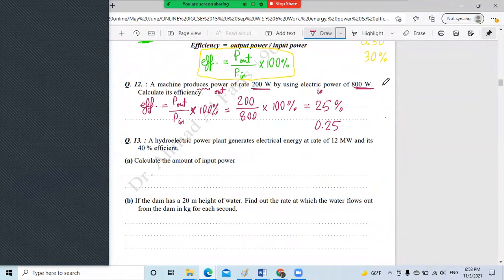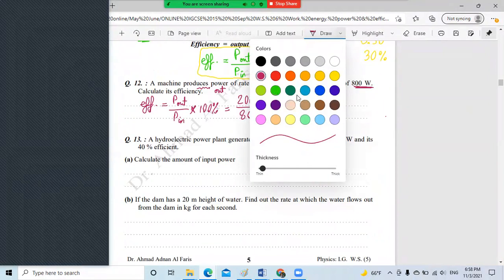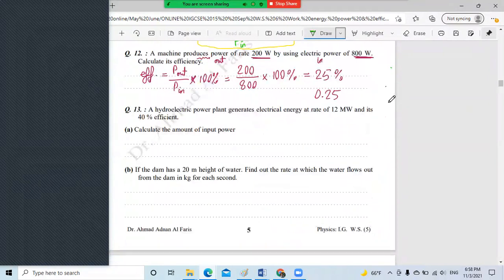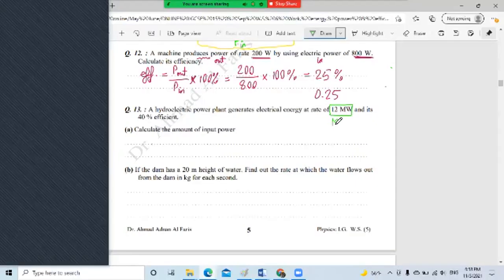Thank you. The last question is a very hard, unique question. They bring this question maybe only twice in the last 20 years. Look what they said. A hydroelectric power station, as we remember, uses gravitational potential energy to move the water, to rotate turbines, to generate electricity. It generates electrical energy at a rate of 12 megawatt. What does that mean? It means 12 times 10 to the power of how many zeros? Yes, 6 zeros, million. Thank you, Muhammad.